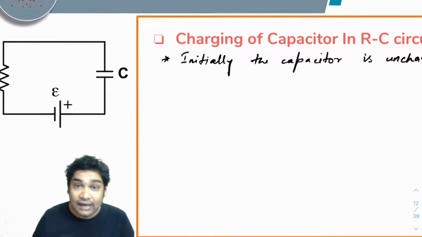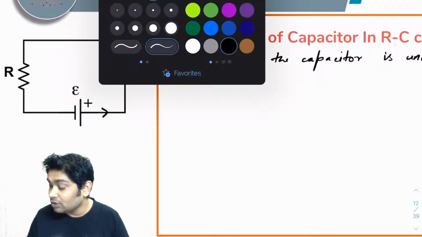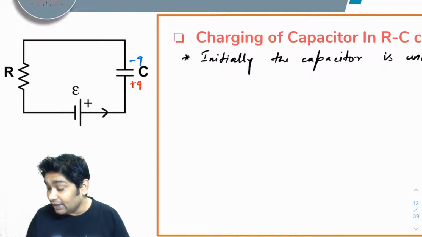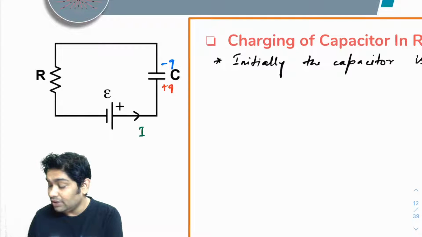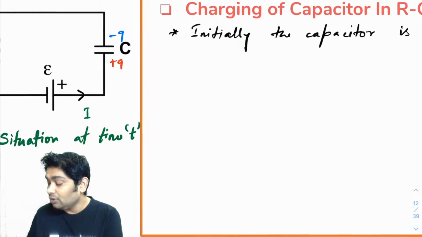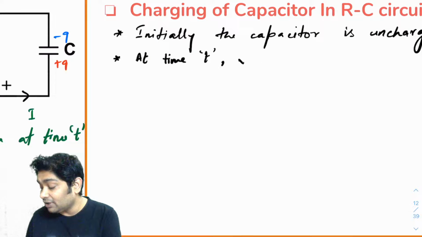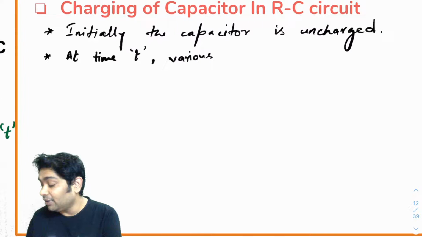Okay, and I'm assuming that at some time t, the moment I switch on the circuit, some current will start flowing, and after time t, I'm assuming that it has picked up some positive charge here. So we are assuming that it has some positive Q charge here. Then of course it will have a negative Q charge here, and the current at this time in the circuit, let's assume, is I. So this is the situation at some time t. At time t, the various parameters of the circuit are as shown.